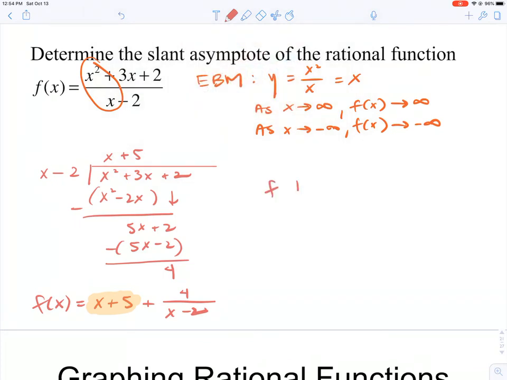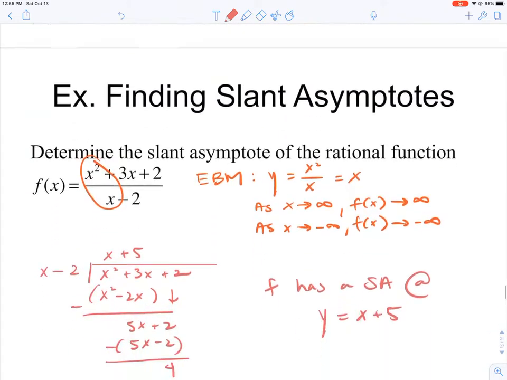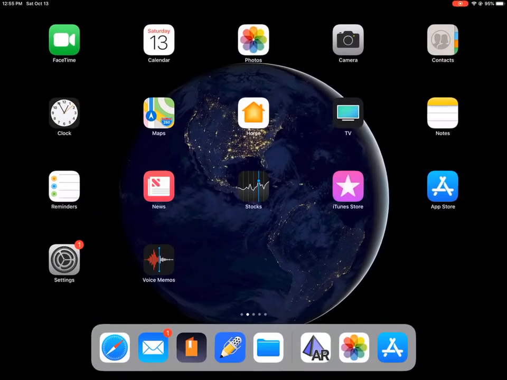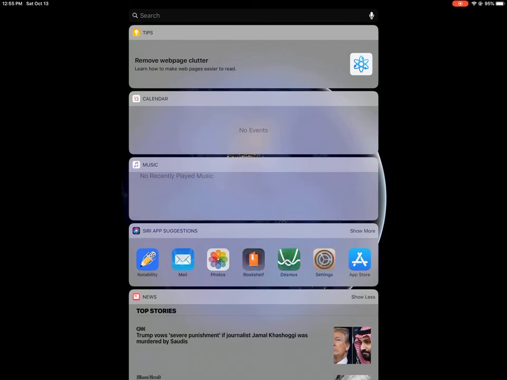So f has a slant asymptote, I'll abbreviate it with SA, at y equals x plus 5. To show you what that means, let me see if I can pull Desmos up here. Where's my Desmos?